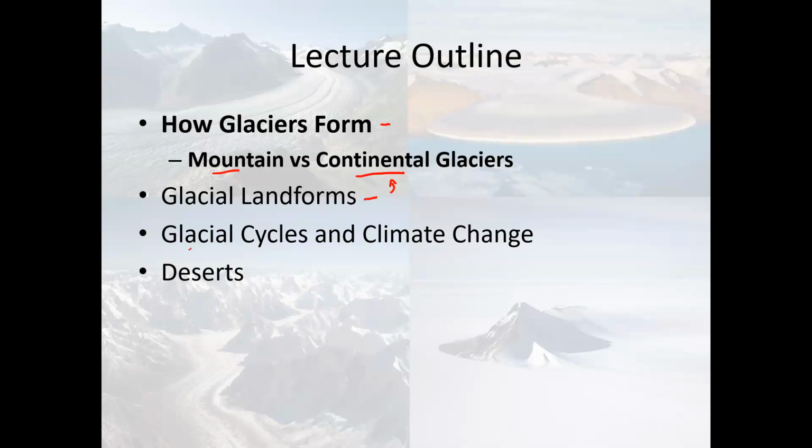And then we'll talk briefly about glacial cycles and climate change over Earth's long history. So this is not necessarily bringing in any anthropogenic, human-caused effects yet, but we'll talk about the natural glacial cycles that go on a little bit. And then lastly, we'll cover deserts briefly in one sub-lecture.